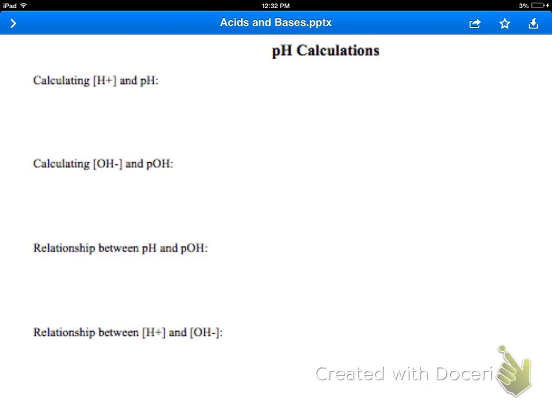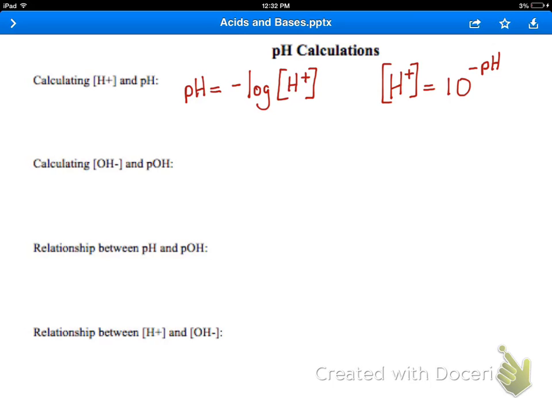So here is a summary of the formulas that we use for pH calculations. These are given to you on tests, so you don't have to memorize them, but just make sure that you know how to use them with your calculator. The pH is equal to the negative log of the H plus concentration. And similarly, going backwards, the H plus is equal to the inverse log of the minus pH.